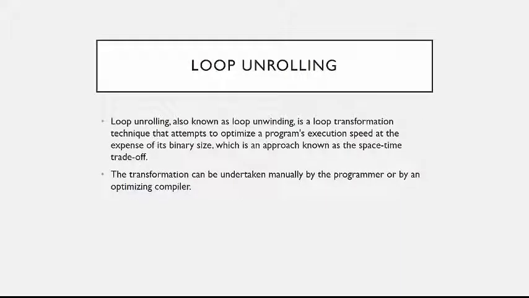Next, loop unrolling, also known as loop unwinding, is a loop transformation technique that attempts to optimize a program's execution speed at the expense of its binary size, which is an approach known as space-time trade-off. The transformation can be done manually by the programmer or by the optimizing compiler.